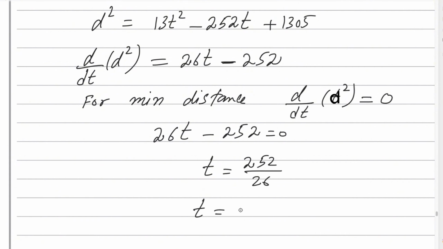Therefore, this is the time required when the distance between S and R is minimum. So the answer for this part will be 9.69 seconds. This is the time when S and R are very close to each other. Or in other words, the distance between S and R is minimum.